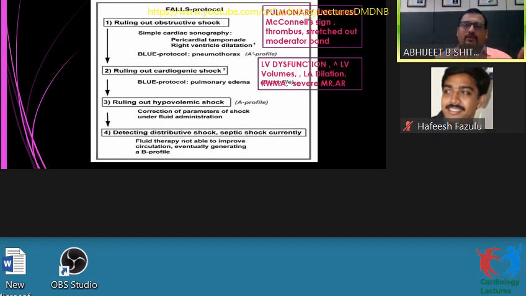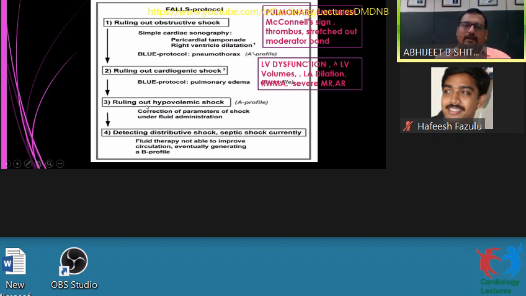But if there is no obstructive shock, come down to the ruling out of the cardiogenic shock by using the BLUE protocol. BLUE protocol will show you the pulmonary edema, that means B lines. In ruling out obstructive shock with the BLUE protocol, there will be a pneumothorax, that is A-profile. If it is not there, look for the pulmonary edema, that is a B profile. And if there is a B profile, look at the LV function. If LV function is reduced, LV volumes are high, LA is dilated, there is a regional wall motion abnormality, there are valvular regurgitations, then it is a cardiogenic shock.